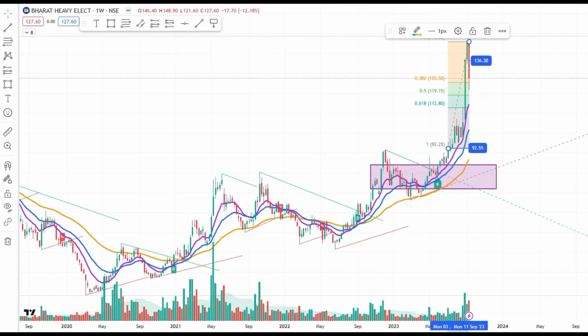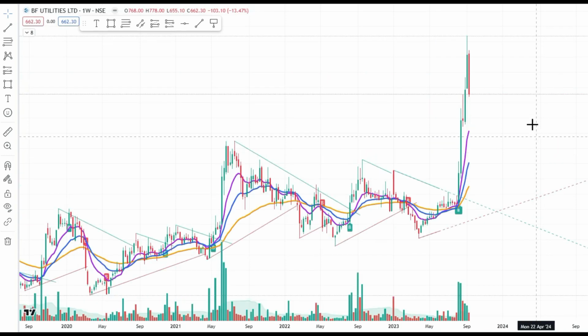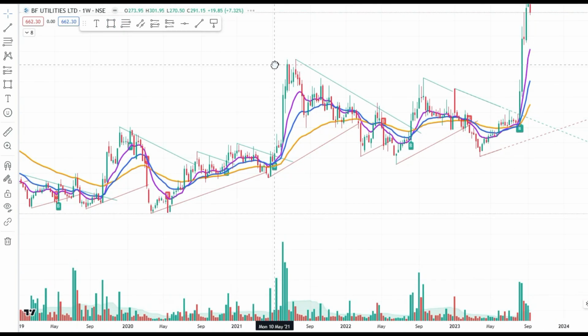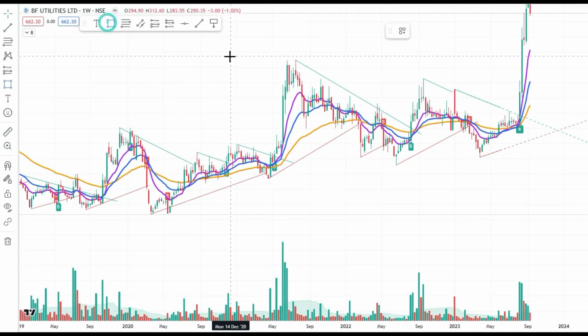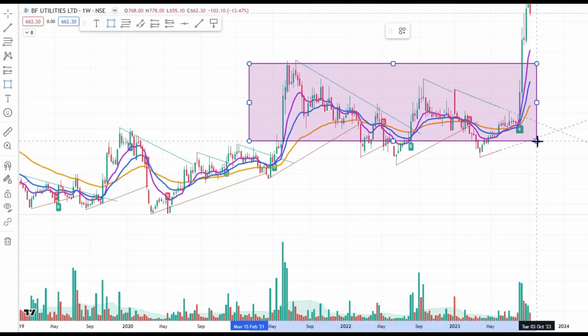You can identify them. I have some picks here. I have 10, 15 stocks identified. Near Utilities is one stock. Big base here. You see, this is a big base, weekly. See that?